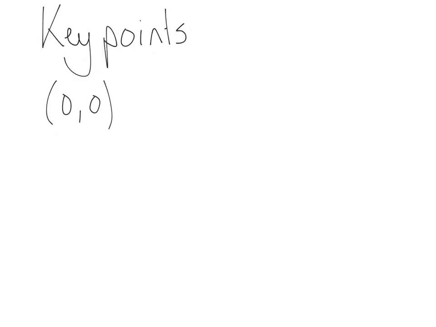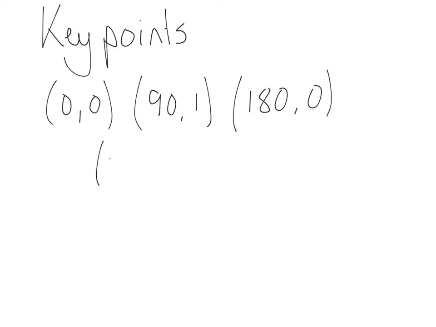So the key points are 0, 0, 90, 1, 180, 0, 270, -1, and 360 is 0. So the coordinates, basically, the x coordinates are the angles, and the y coordinates are the values. So 0, 1, -1, the height of the wave on the graph.